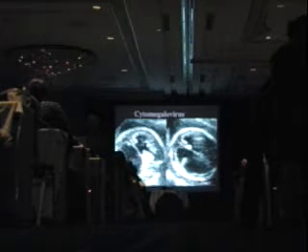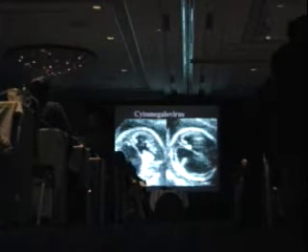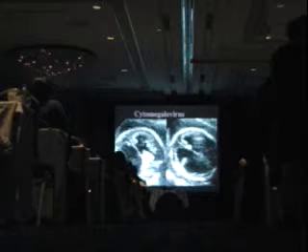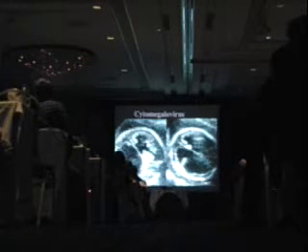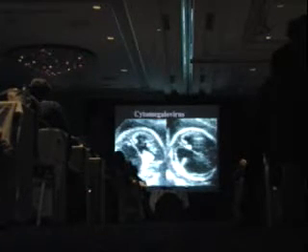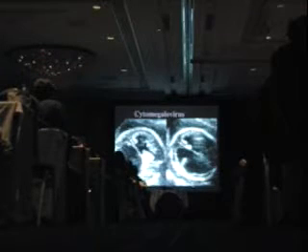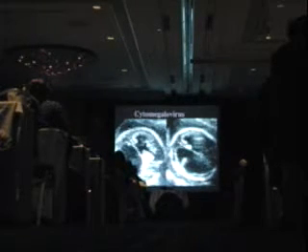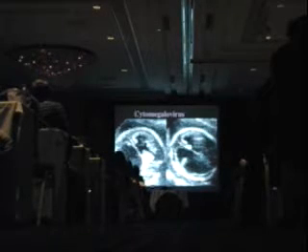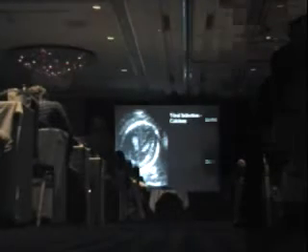Cytomegalovirus or other types of virus will give you a bright lining to the lateral ventricle. Sometimes it's a lining like that. Sometimes it's like golf ball types of increased echogenicity. You can also have ventriculomegaly associated with viral infections. These are very bad news.